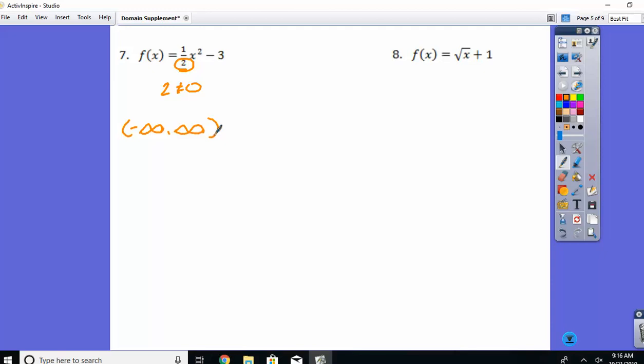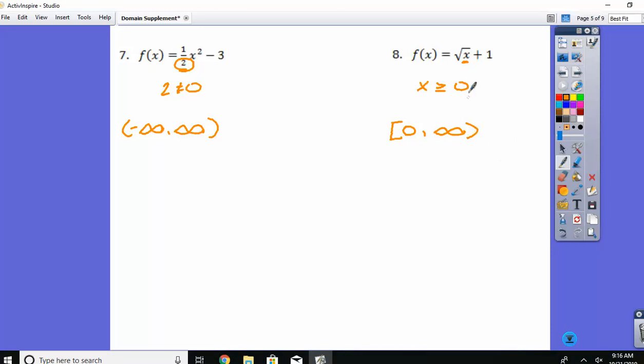Okay. Number 8, I have a square root. If I look, the thing under the square root is just x. So what this means is x has to be greater than or equal to 0. So nothing really to solve there. That's just bracket 0, comma, infinity.